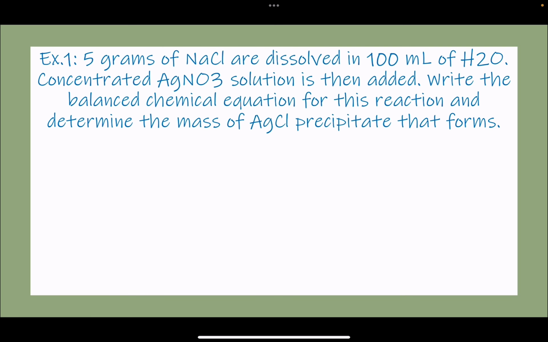We will conclude this video with two examples. Example 1. 5 grams of sodium chloride are dissolved in 100 milliliters of water. Concentrated silver nitrate solution is then added. Write the balanced chemical equation and determine the mass of silver chloride precipitate that forms.